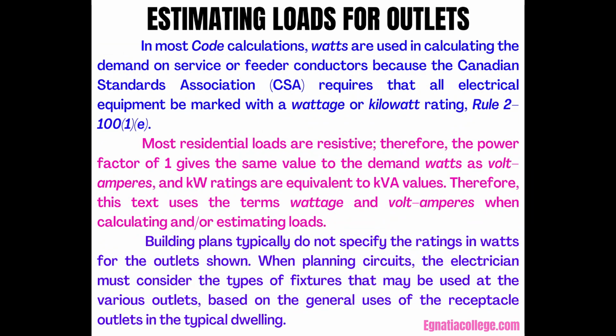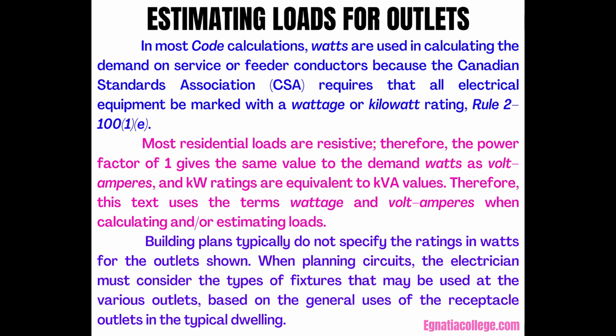In most code calculations, watts are used in calculating the demand on service or feeder conductors because the Canadian Standards Association (CSA) requires that all electrical equipment be marked with a wattage or kilowatt rating, Rule 2-100, 1E. Most residential loads are resistive, therefore, the power factor of 1 gives the same value to the demand watts as volt amperes, and kW ratings are equivalent to kVA values. Therefore, this text uses the terms wattage and volt amperes when calculating and/or estimating loads.